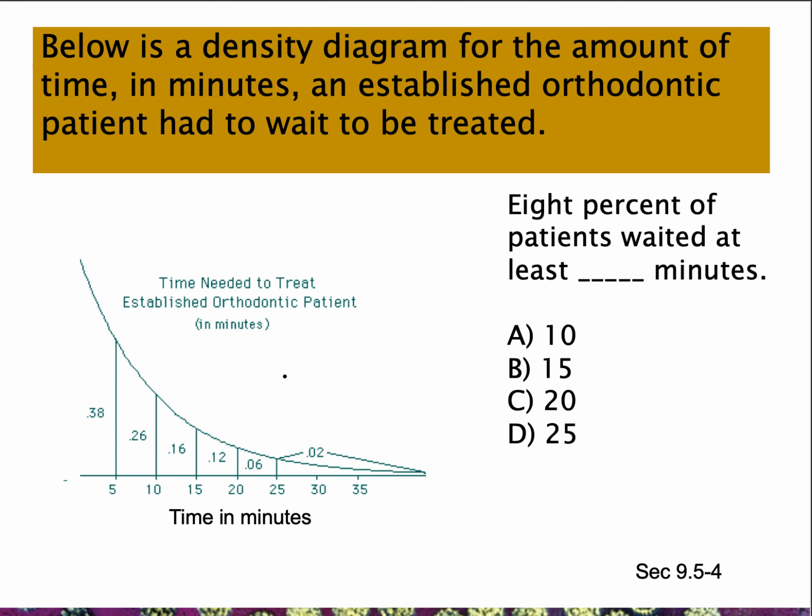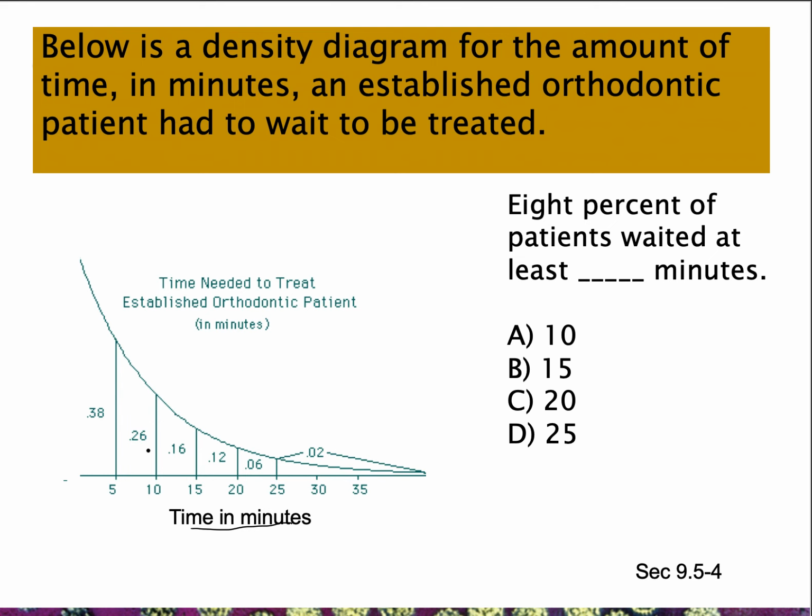Let's look at this last question. 8% of patients waited at least how many minutes? This is also based on the probability principle. If you read through question 10 and look at this graphical presentation, some data is given to you in terms of time, so that's your variable, and this is the curve and the area under that curve given to you.